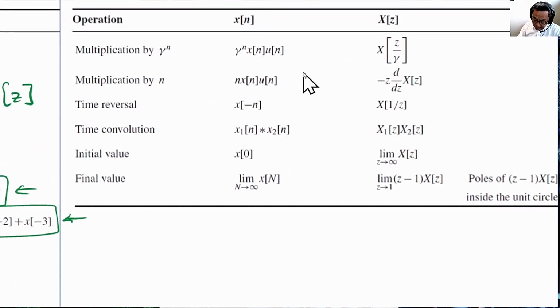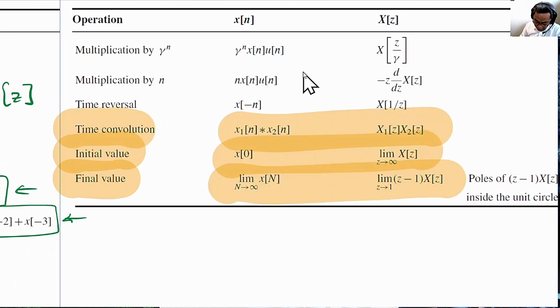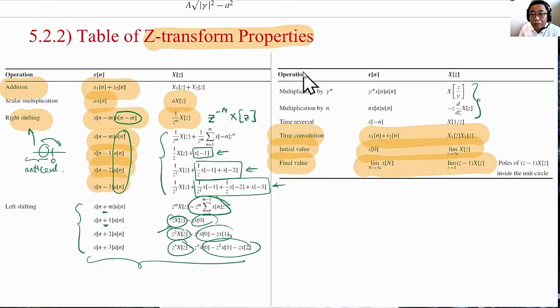Alright, the rest of the properties are, in particular, we are most interested in the final value and the initial value, and the time convolution, so this must be used. This we are not so interested in, and this is a summary of the Z transform properties. In the next few slides, we will go through how we'll use the Z transform pairs or derive the Z transform pairs as well as some of the properties. Thank you.